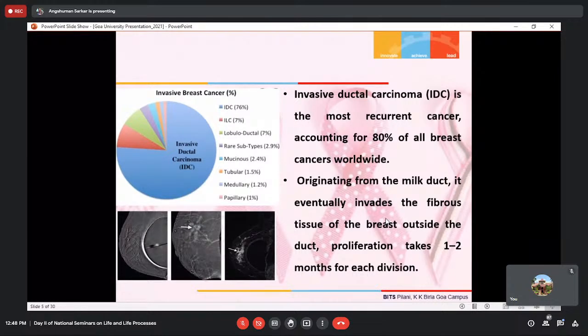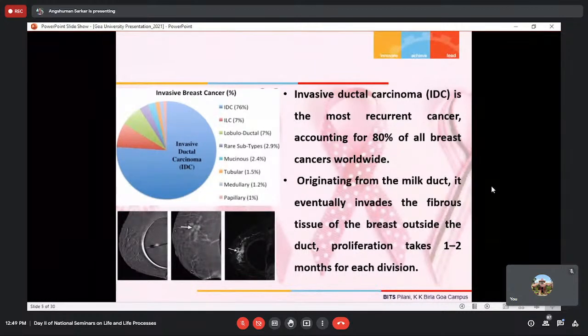In breast cancer also, there are different types. The most deadliest breast cancer is IDC, or invasive ductal carcinoma, and that is also a very recurrent cancer type, which accounts for almost 80% of breast cancer worldwide. It originates from the milk duct. You can see in the figure, it is given a picture of the breast cancer and ductal carcinoma. So it originates from the milk duct.